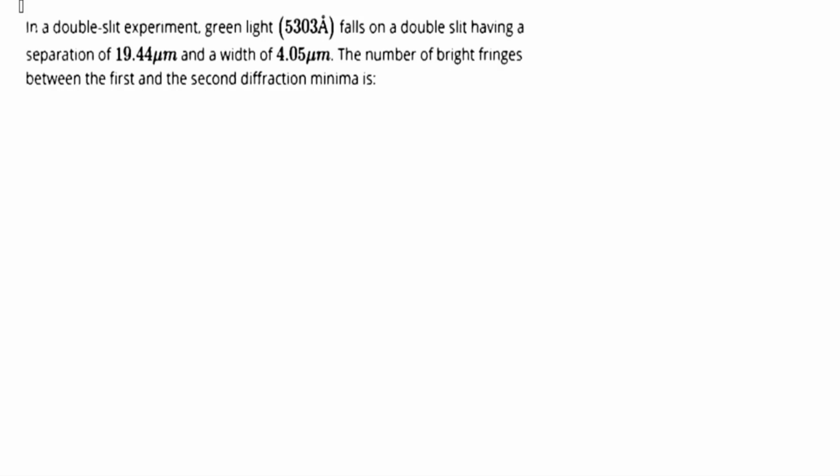Hello everyone. Let's start the question. Question says that in a double slit experiment, green light of 5303 angstrom falls on a double slit having a separation of 19.44 micrometer and a width of 4.05 micrometer. The number of bright fringes between the first and the second diffraction minima is? So in this case, we have to find the number of bright fringes between the first and second diffraction minima.